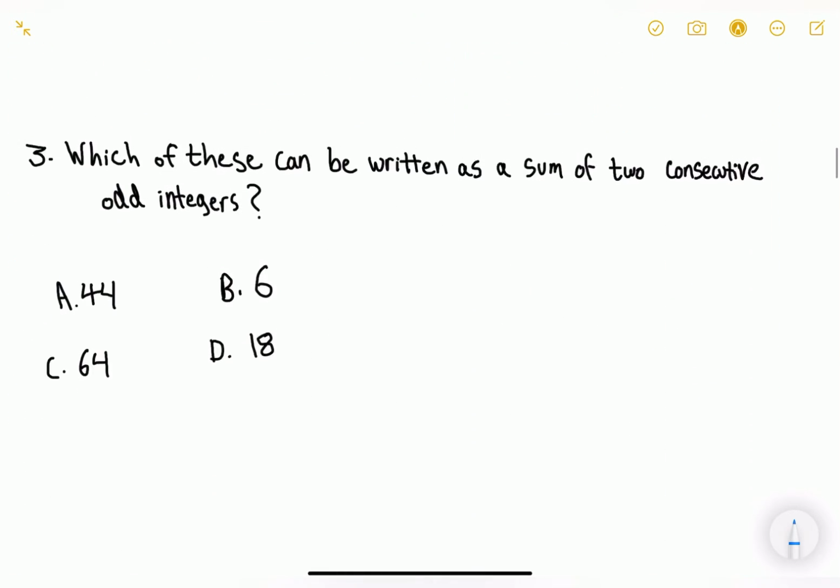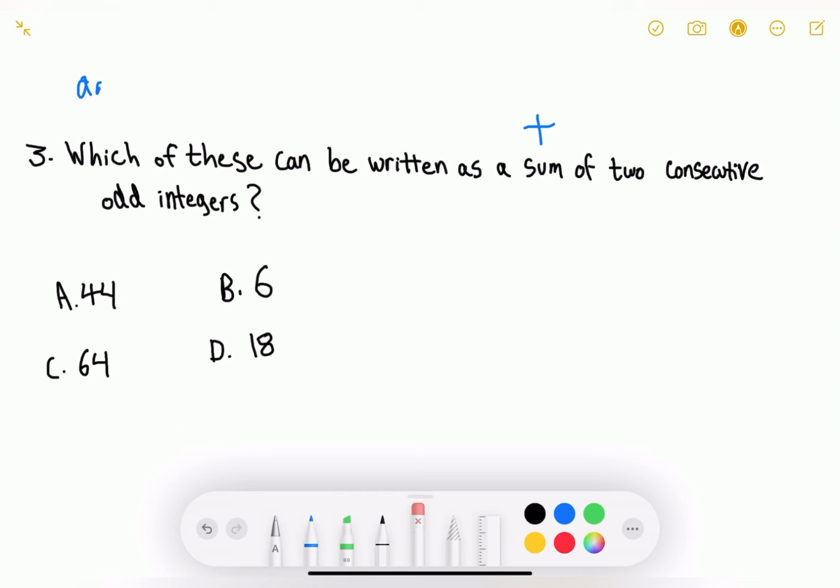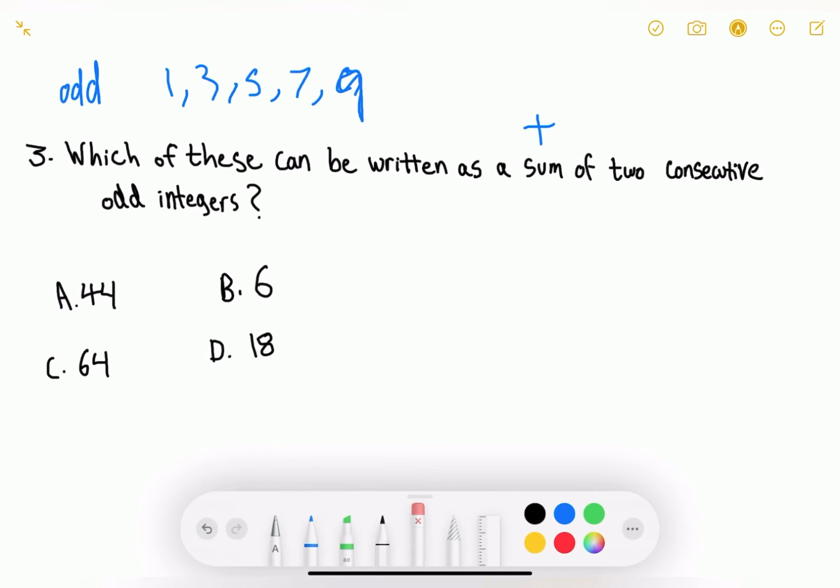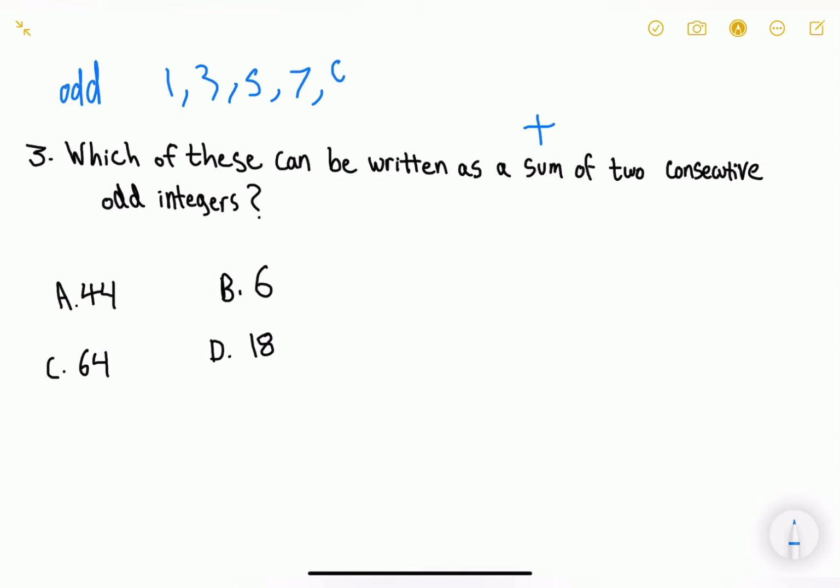To number 3. Number 3 says, which of these can be written as a sum of 2 consecutive odd integers? Okay, so let's do a little recap. This is supposed to be odd. Let's list out just the odd numbers as a little refresher: 1, 3, 5, 7, 9, 11, etc. Plus or minus. It can be negative or positive.